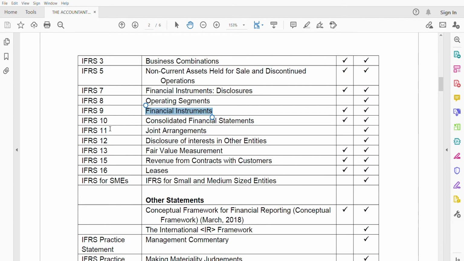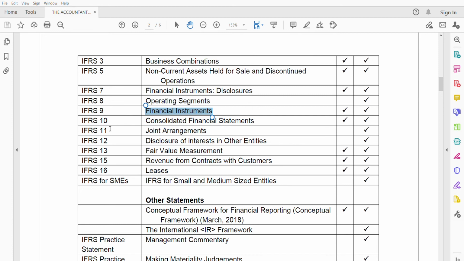Okay, joint arrangements. It was not there in SBR. Something which is newly in SBR, which was not there in financial reporting, has more chance of coming. Okay, that you have to understand. Disclosure of interest in other entities, which is IFRS 12, was not there in financial reporting. IFRS 13 fair value measurement. Yes. IFRS 15 revenue from contract, very important. Leases, very important.